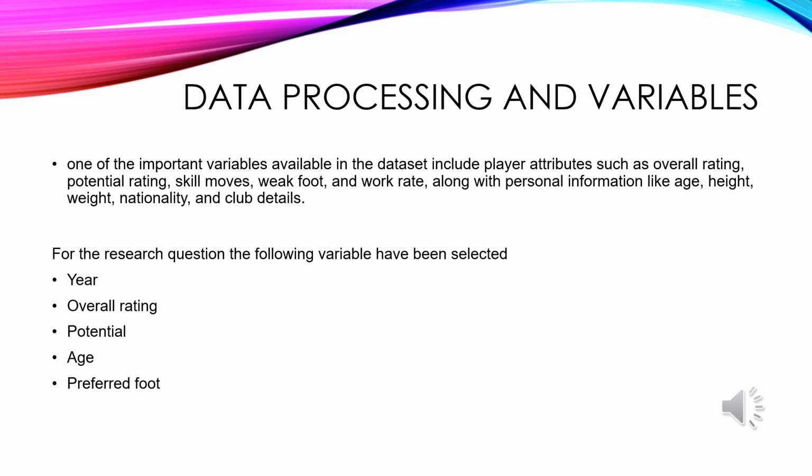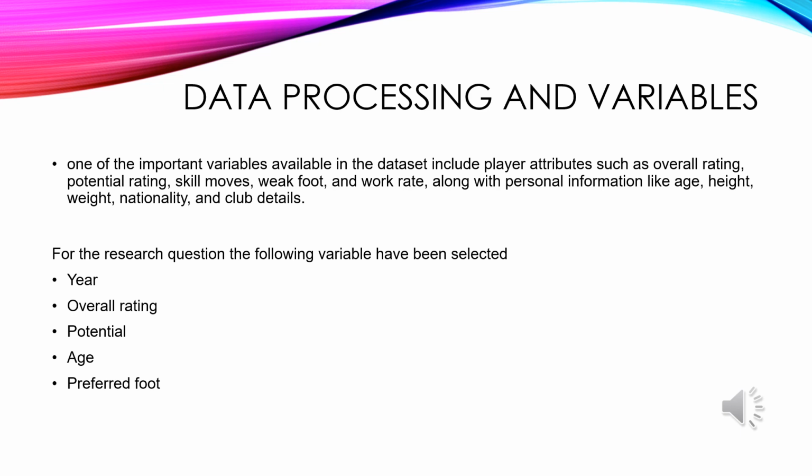Overall rating. This variable indicates the overall rating of a player, which is a composite score based on various attributes, such as dribbling, shooting, passing, and defending. It is an important variable as it provides an overall assessment of the player's skill level. Potential. This variable indicates the potential rating of a player, which is an estimate of how a player can improve in the future. It is important to include this variable as it gives an indication of a player's future prospects.